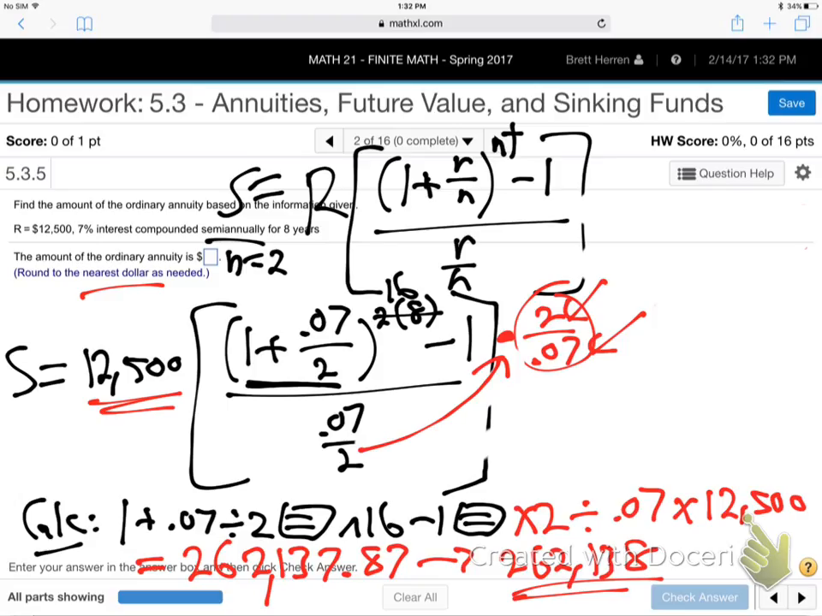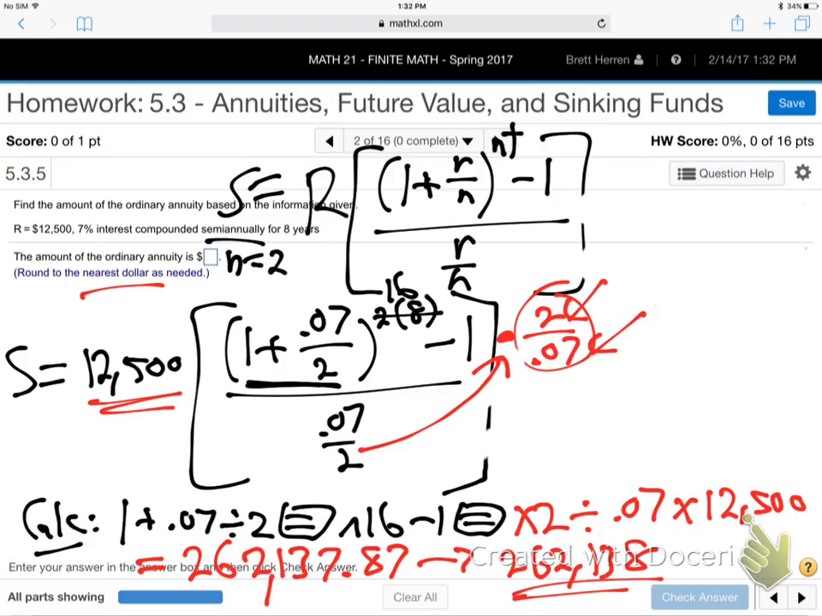Is that making sense? You okay with the calculator stuff? I'm just showing you the easiest way, rather than type the whole thing in, because you'd have to worry about parentheses and all that, and you could get yourself messed up. Just see how I just kind of start right in the middle? I started in the innermost parentheses, right? I did it to that power. I did minus 1. And then this flipped up, so I went times 2 divided by 0.07 times 12,500 in the front. See how I did that?